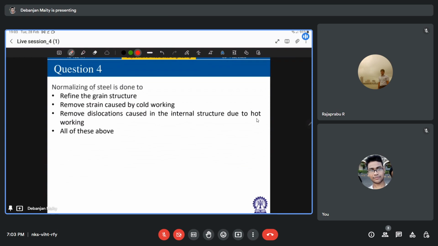So the next question says: normalizing of steel is done to refine the grain structure, remove the strain caused by cold working, remove dislocation caused in internal structure due to hot working, and all of these above. Of course, whenever you do some normalizing process, you're heating up the material, keeping it there for some time, and then cooling it in air. So this is your temperature. For normalizing, as I said, this should be upper critical temperature.